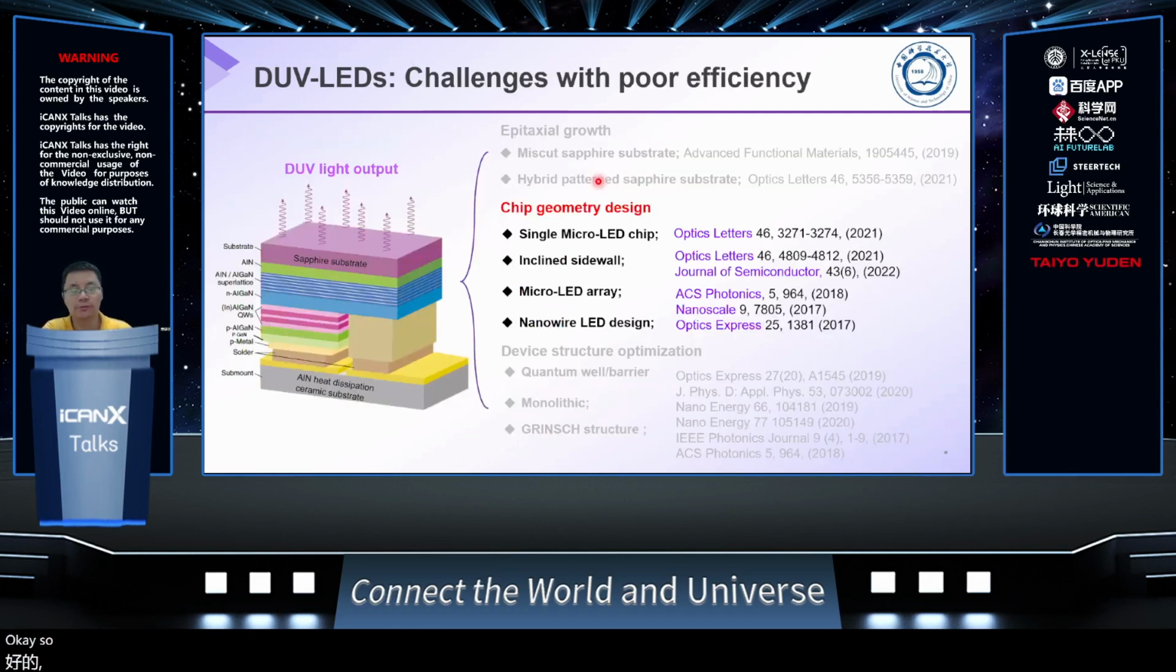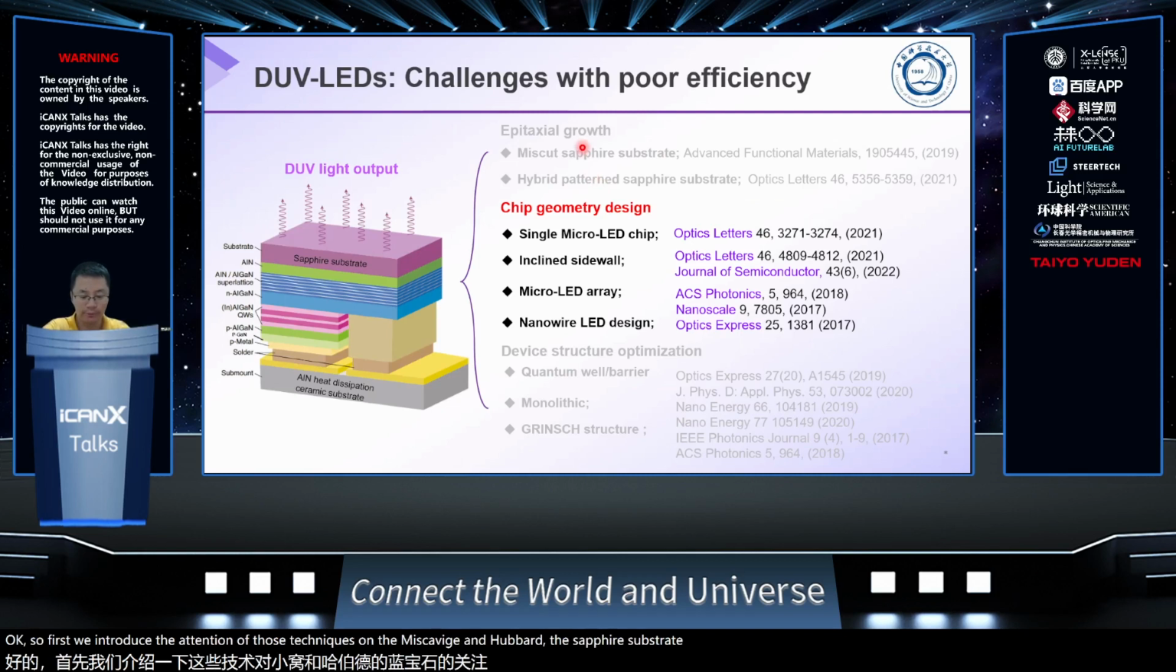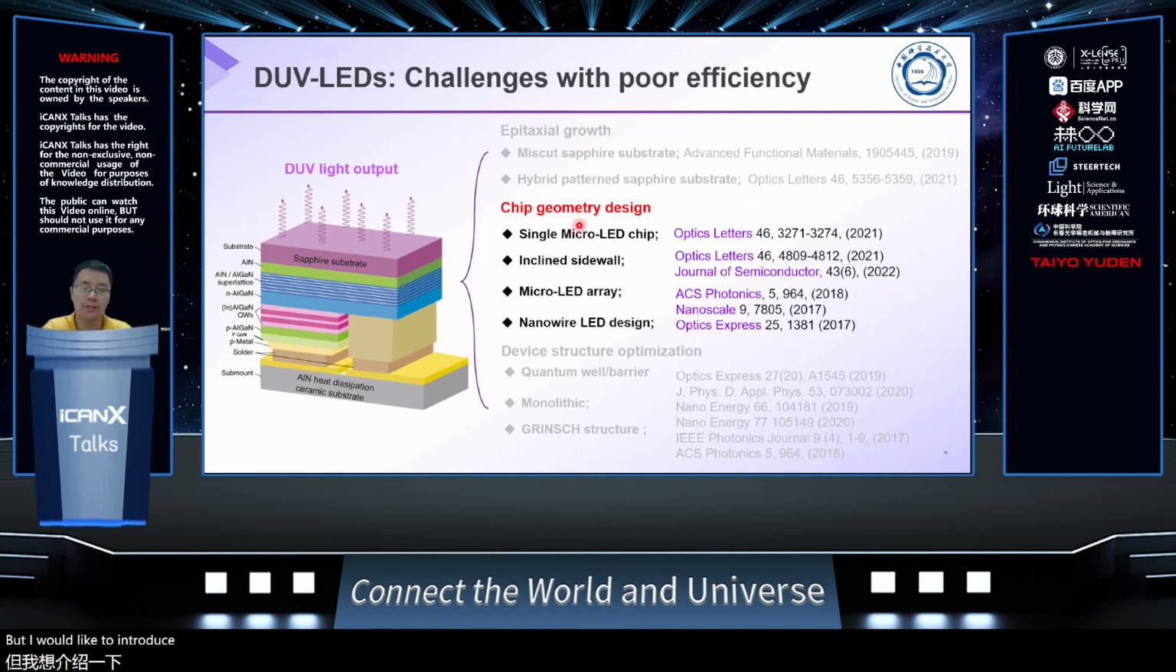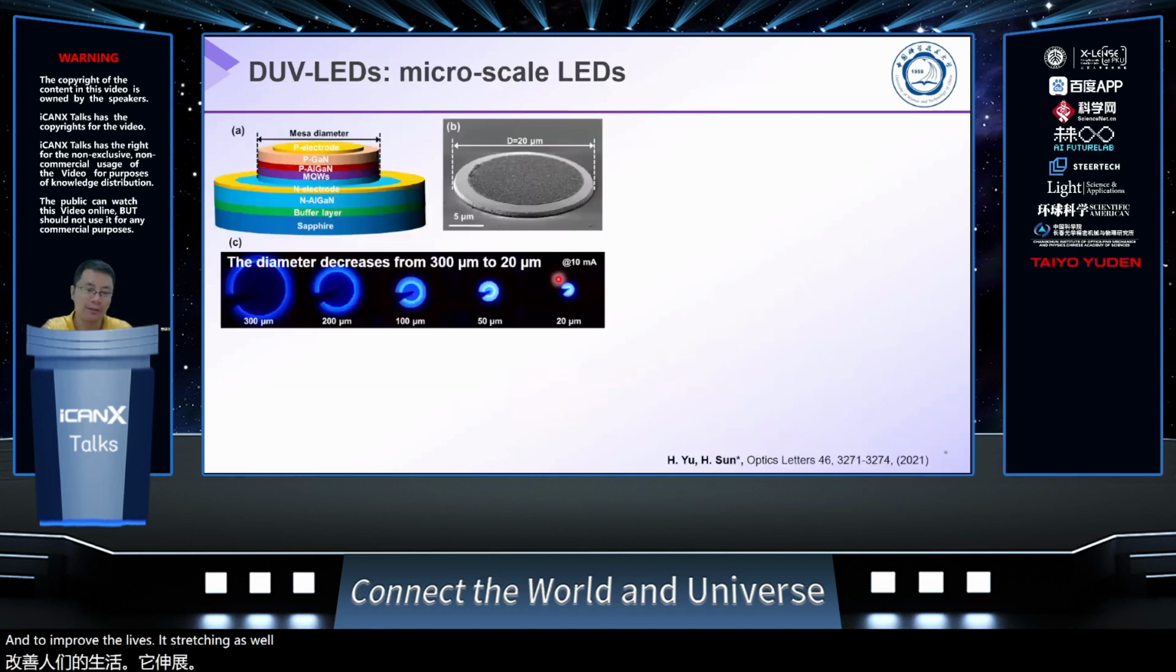Okay, so first we introduced the architectural growth techniques on the miscut and hybrid sapphire substrate, but what I would like to introduce now is how to optimize the chip geometries. For example, we introduce single micro LED structures to improve the light extraction as well, and see how it goes. So first, what we do is we change the diameter of the chip. The diameter of the LED decreases from 300 microns to 200 to 20 microns.